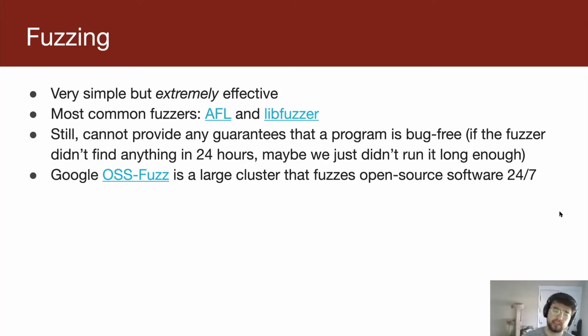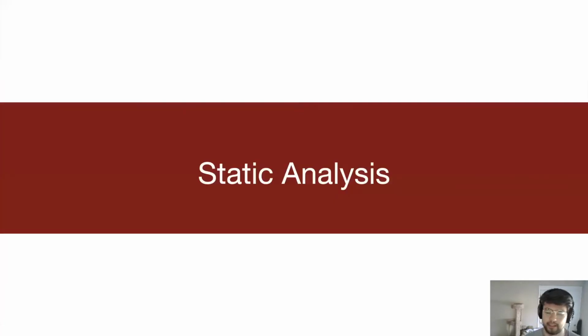So, is there some way that we can just look at the code and find problems without having to come up with a specific test case to manifest that problem? And this is what static analysis is about. We just want to look at the code without running it and see if we can spot these issues.